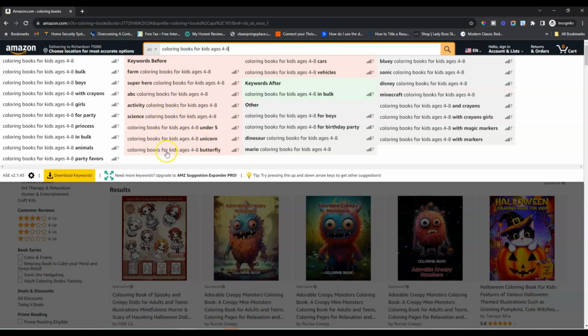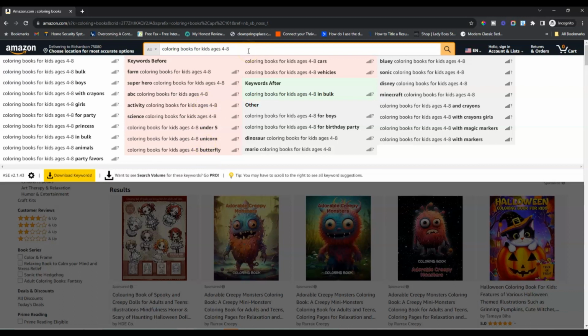So you see what's happening? Look at this. Coloring books for kids ages 4 through 8 with butterflies. So maybe that's one that you can write down. Coloring books for kids ages 4 through 8, cars. You can write that one down. And then maybe you can write down coloring books for kids ages 4 through 8, vehicles. Now what I can do is write down, for example, coloring books for kids ages 4 through 8, butterfly, cars, and vehicles. So I'm going to write that down.